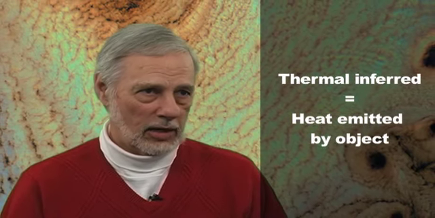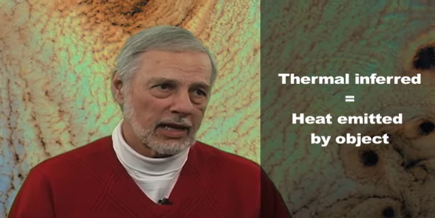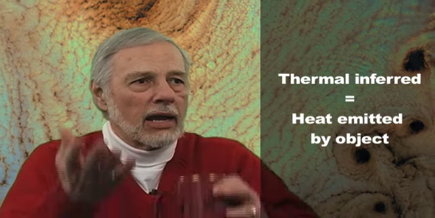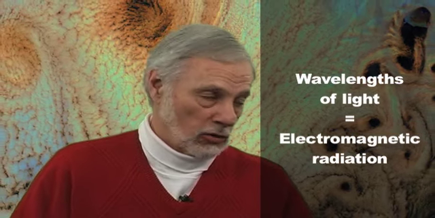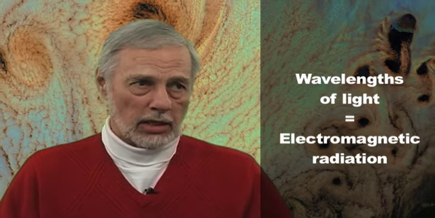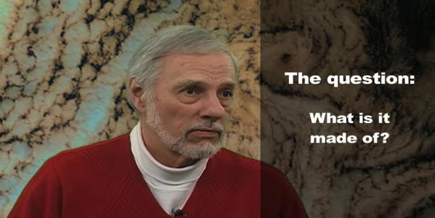So if you look at all of that, you start seeing an enrichment of information about what it is you're looking at. Now, if you add to that the thermal infrared, which isn't reflected sunlight, but is heat emitted by the object that you're looking at, then you really do have a wide variety of wavelengths of light, electromagnetic radiation, to look at. And then you can start answering the question, what is it made of?